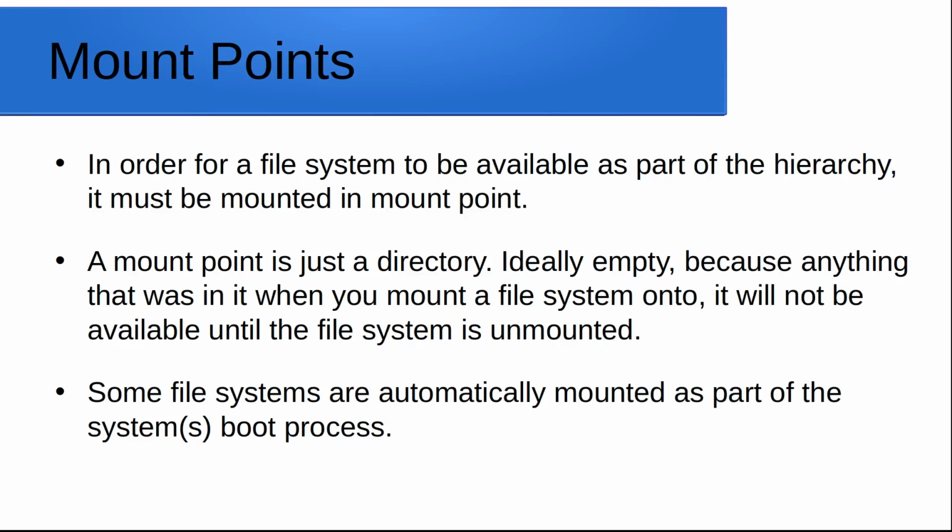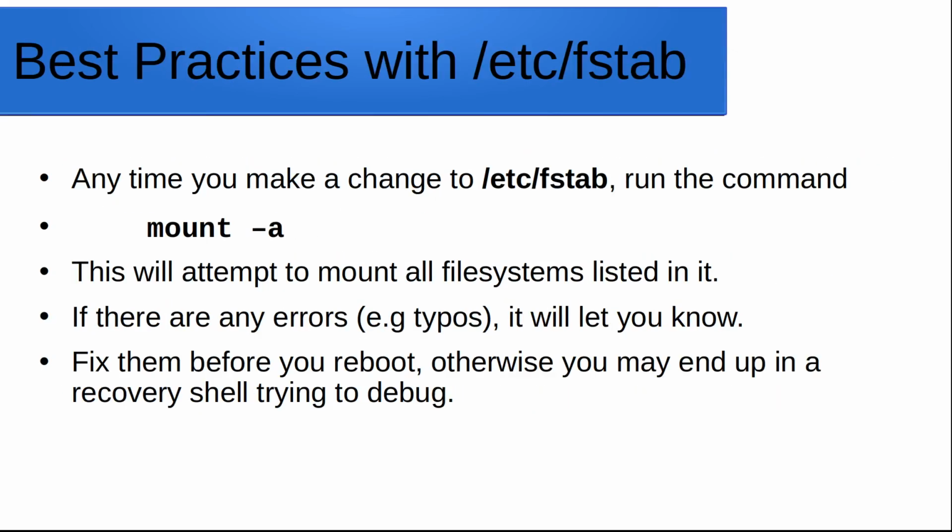Now, for a file system to be available, it has to be mounted. A mount point is just like a directory. Ideally, when you're mounting file systems, they should be mounted to an empty directory, because if you mount it on a directory that has contents in it, that stuff is going to be unavailable until it's unmounted. It's not deleted, it's just not going to be accessible. Some file systems are automatically mounted, some aren't. There's different ways you can do this, not just using fstab, but we're only going to use fstab. Just throwing it out there.